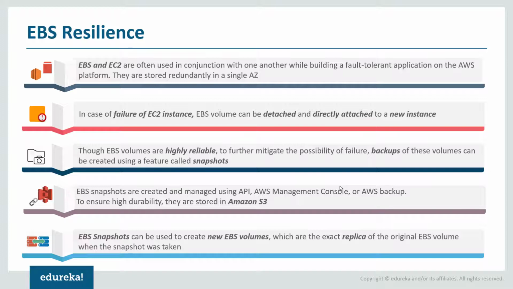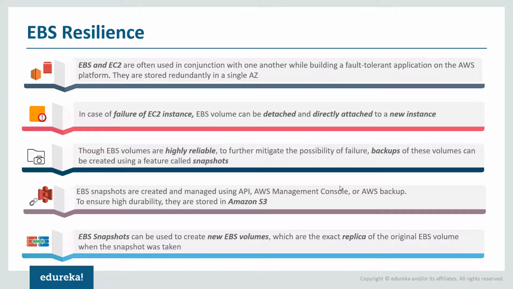In case you would like to take an EBS snapshot, you can use the API, the AWS Management Console, or AWS Backup to ensure high durability, and these EBS snapshots or volume snapshots can be stored in Amazon S3 for long-term purposes. EBS snapshots can be used to create new EBS volumes, or you can create an exact replica of the existing volume as of the point in time when the snapshot was taken. So this is how EBS will help you to build a resilient architecture.